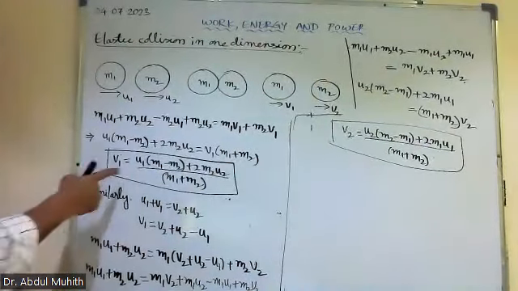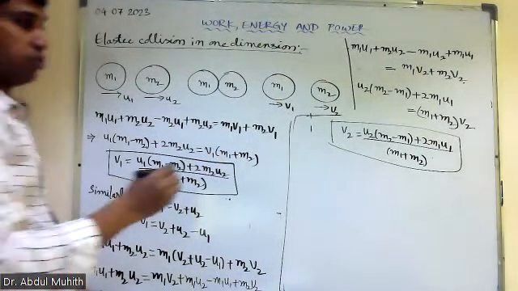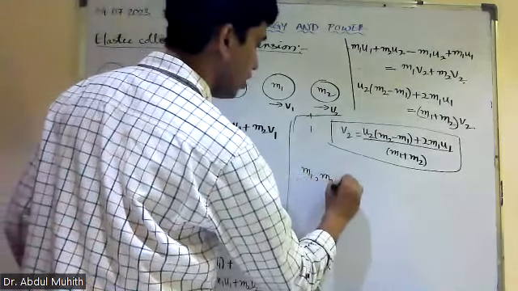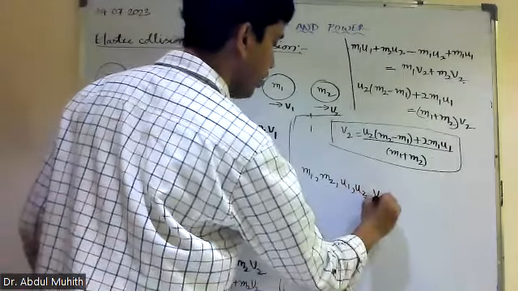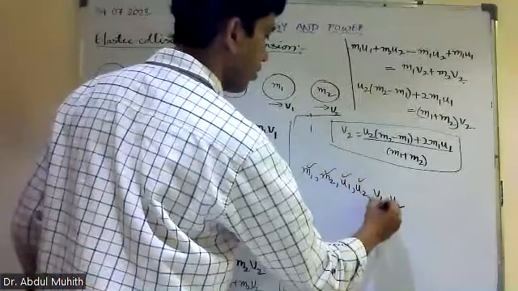Clear? So you need to learn this one, v1 and v2. In the numericals, out of the variables m1, m2, u1, u2, v1, v2, they will give 4. You need to calculate the other 2.